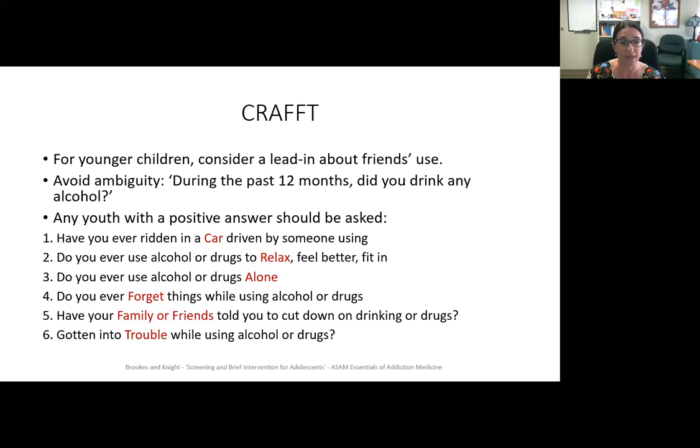So CRAFFT stands for: have you ever ridden in a car driven by someone using? Do you ever use alcohol or drugs to relax? Do you use alcohol or drugs alone? Do you ever forget things while using? Have your family or friends, so two F's here, told you to cut down? And have you gotten into trouble while using?